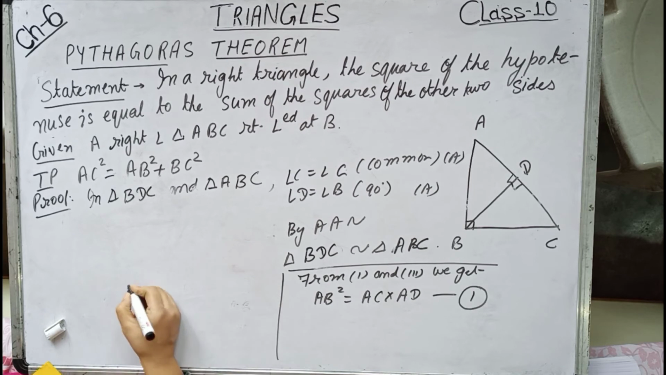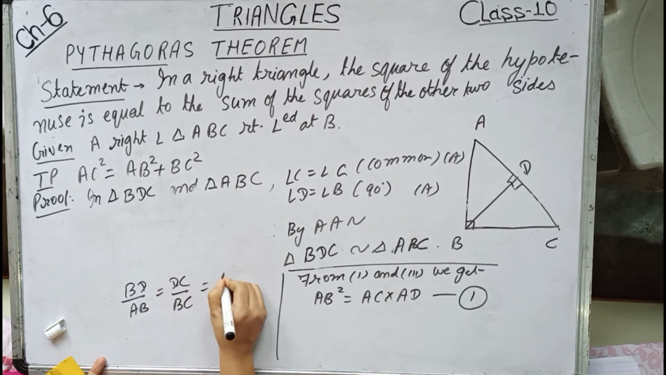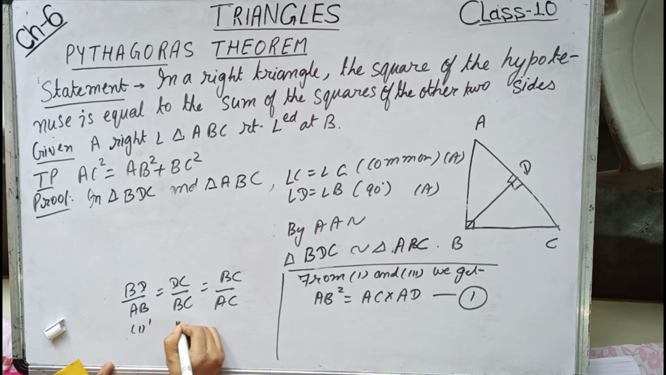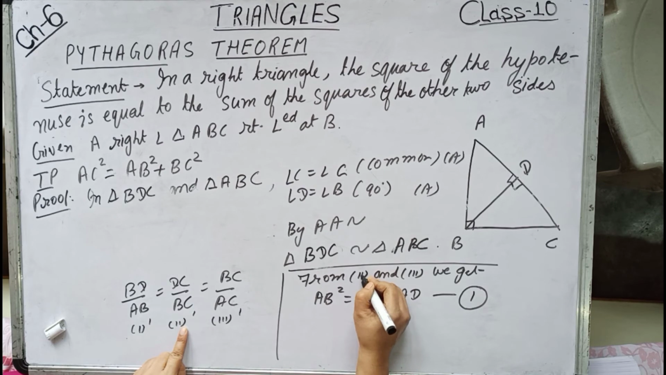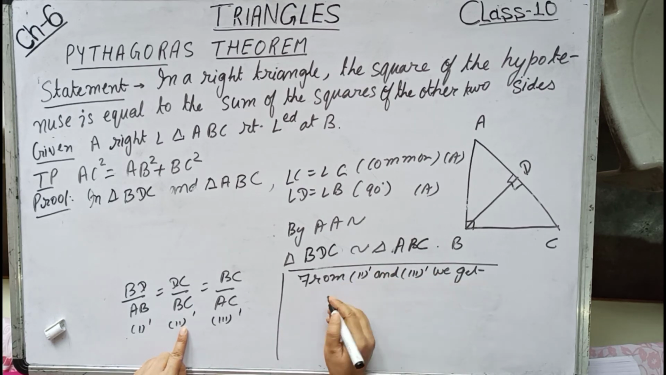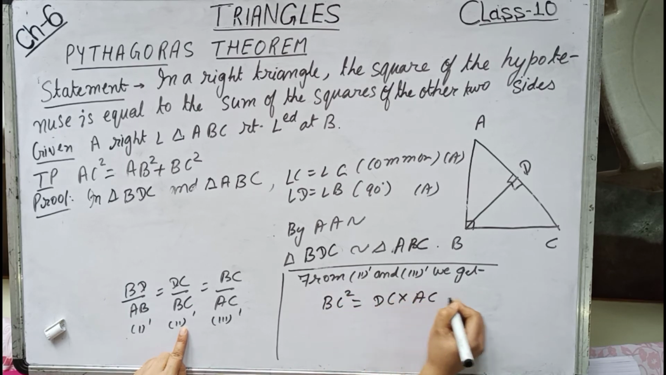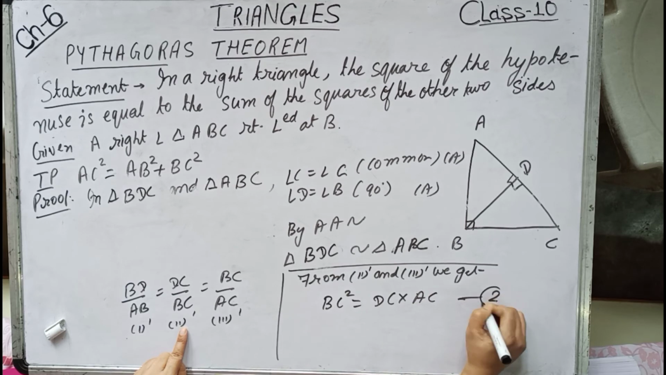Therefore, we will be writing the ratio BD by AB equals DC by BC equals BC by AC. Here Roman 1 dash, 2 dash and 3 dash. Now find which two ratios will give you BC square. So obviously that is now 2 dash and 3 dash. So we will be writing from 2 dash and 3 dash we get BC square equals DC into AC. Make it equation number 2.